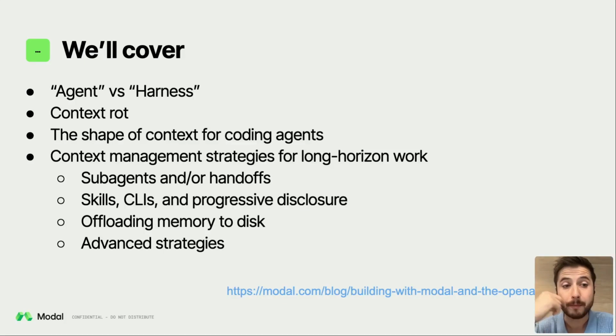Cool. We'll be covering the definition of agent versus harness. I feel like people just invent words these days, so we'll be defining those. And then talk about context rot, a phenomenon with large context windows, what context windows specifically look like for coding agents, and then we'll get into some context management strategies for longer horizon work. As you can tell, most of this is around context management, and that will be a theme. So one of the big reasons to build harnesses is to manage the context that goes in.